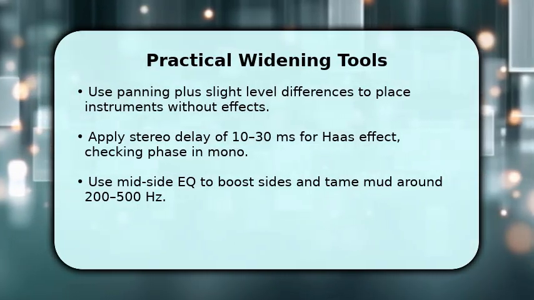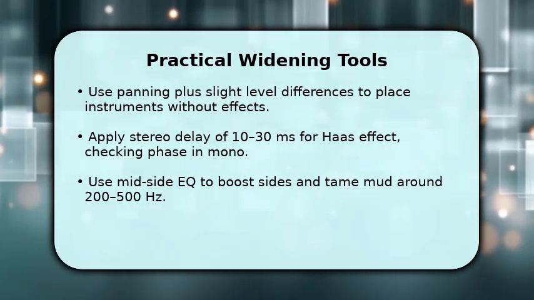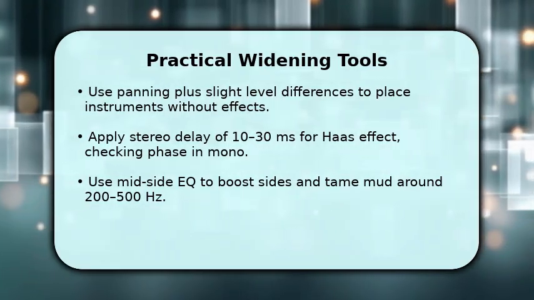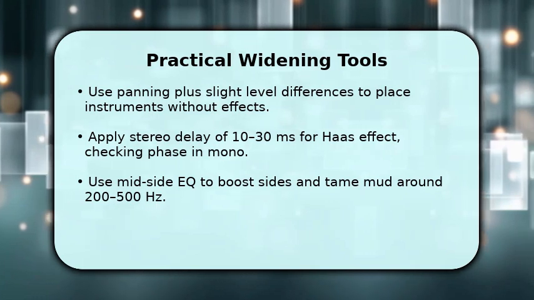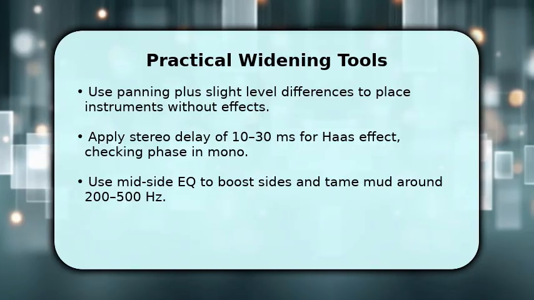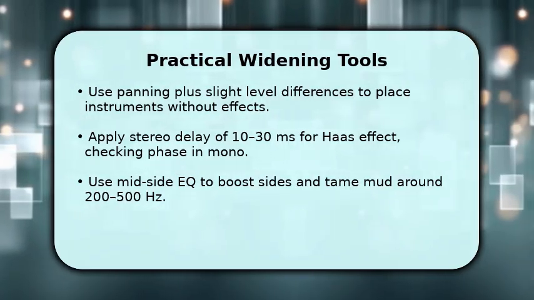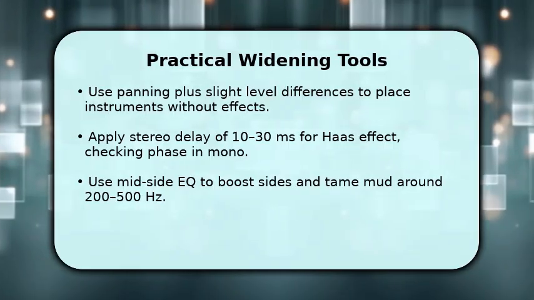Use mid-side EQ to boost sides and tame mud around 200-500 Hz. And consider adding a stereo plate reverb with 20-60 ms pre-delay on the sides only for space. Gentle chorus or stereo imaging plugins can widen, but limit extreme settings to avoid artifacts.